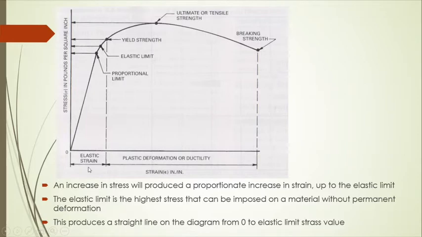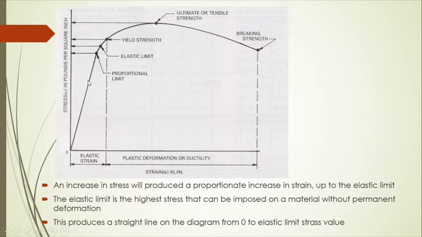What is important is the region of elastic strain and plastic deformation. An increase in stress will produce a proportionate increase in strain up to the elastic limit. The elastic limit is the highest stress that can be imposed on a material without permanent deformation, and this produces a straight line on the diagram from 0 to the elastic limit stress value.